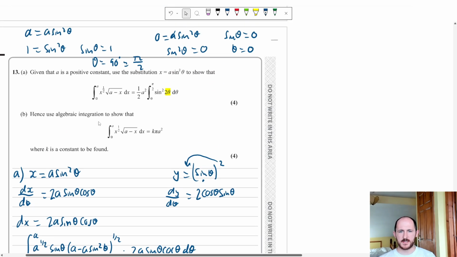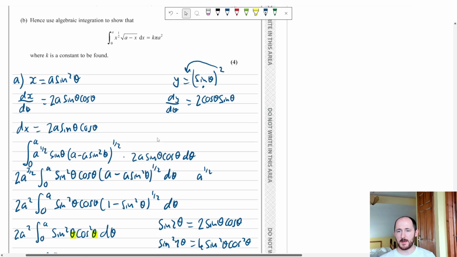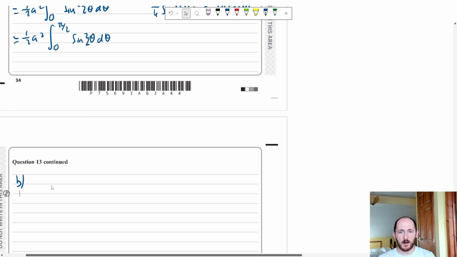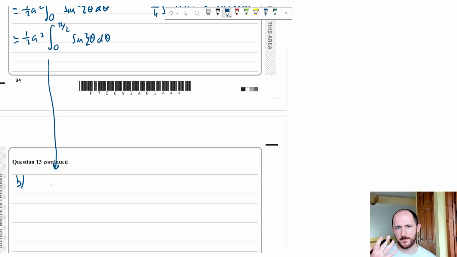Anyways, hence use algebraic integration to show that this equals k pi a squared. Cool. So all we're basically doing is integrating sine squared 2 theta. And that's basically it. So let's see what we get from that. Now, you might know that you can't actually integrate sine squared. So what's the trick? What's the technique? What's the trick that we have to use to integrate this?